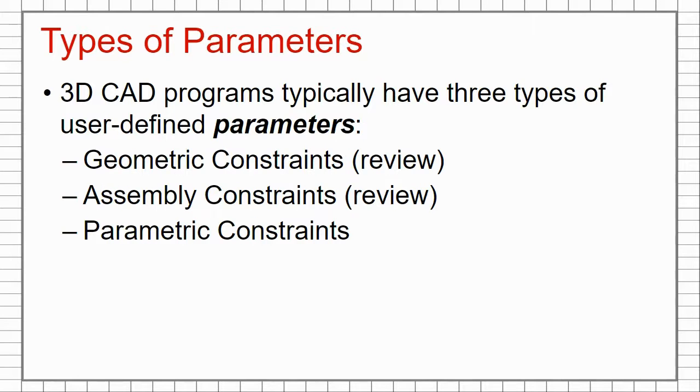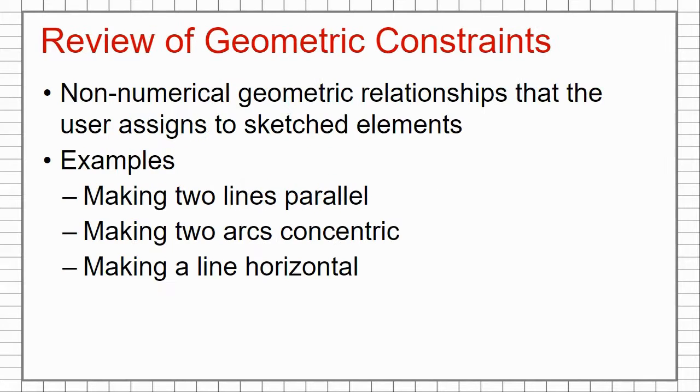3D CAD programs typically have three different types of user-defined parameters, and they are geometric constraints, which we've talked about before. We'll review that a little bit. Assembly constraints, which should also look familiar, and I'll review those real quickly, and parametric constraints, which, believe it or not, we have used a little already, but not to the extent that we're going to learn about them today.